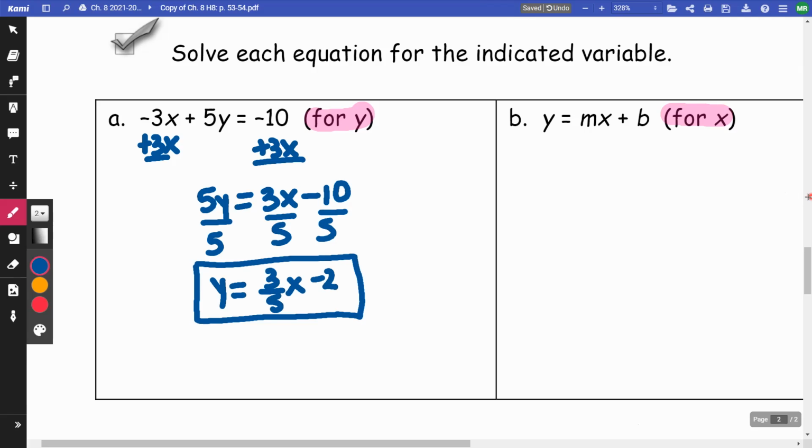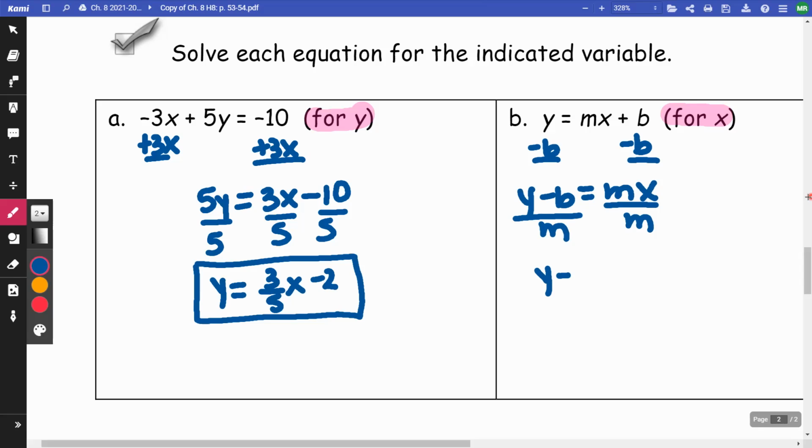Now on B, they want us to solve for x. So what I'm going to do is I'm going to minus b from both sides to get my mx by itself. So I'm going to have y minus b equals mx. I'm going to divide by m, and I could divide each of these separately by m, but since nothing's going to simplify, I'm just going to divide the whole quantity, that whole side, by m. And I get x is equal to y minus b all over m.